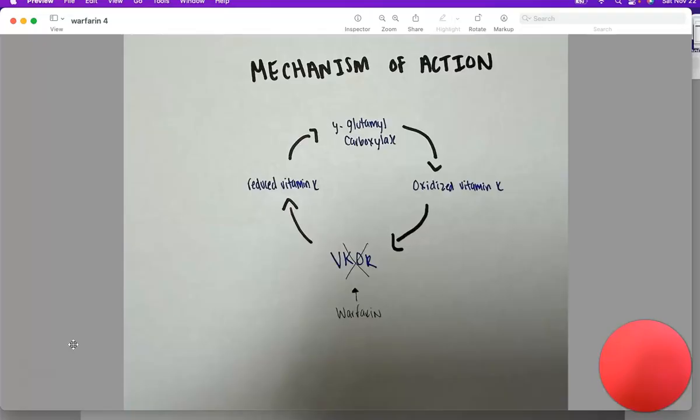It inhibits vitamin K epoxide reductase, which is the VKOR. It's an enzyme involved in the activation of clotting factors 2, 7, 9, and 10, as well as protein C, S, and Z. By inhibiting this enzyme, warfarin prevents the conversion of vitamin K epoxide to its reduced form, which is required for the activation of these clotting factors. This results in a decrease in the blood's availability to form clots, making warfarin an effective anticoagulant.